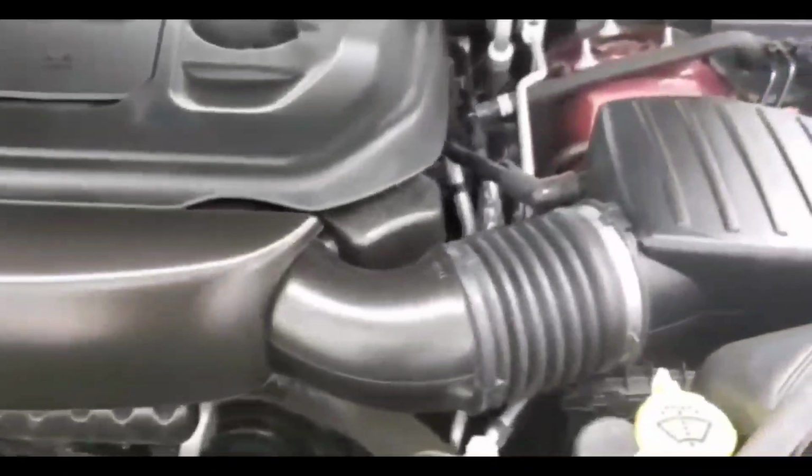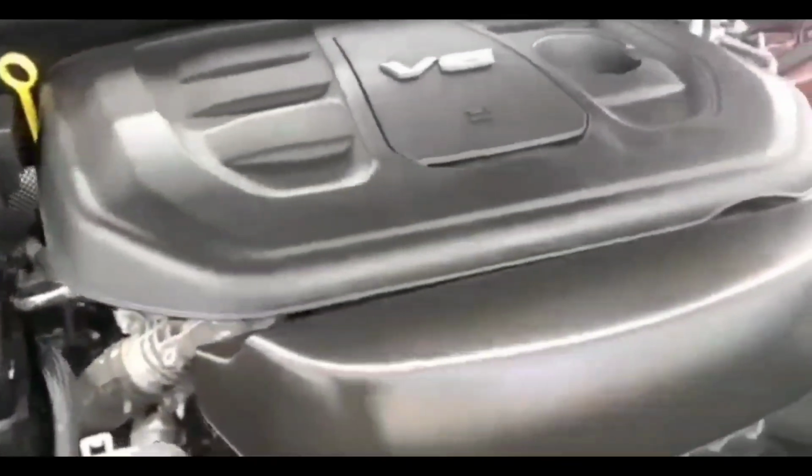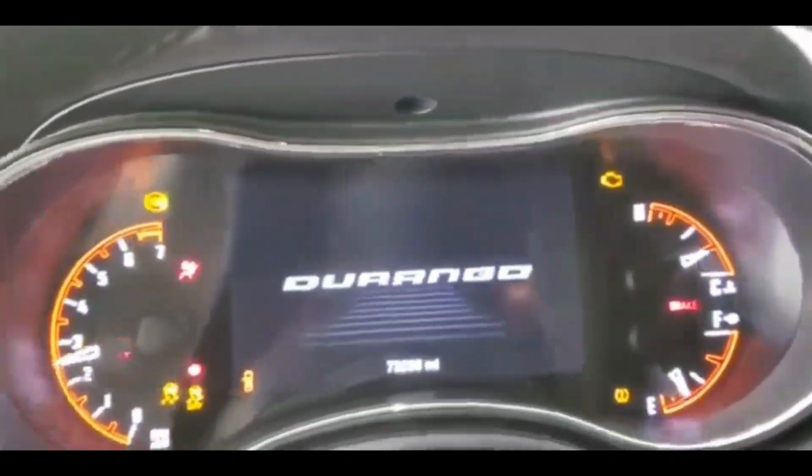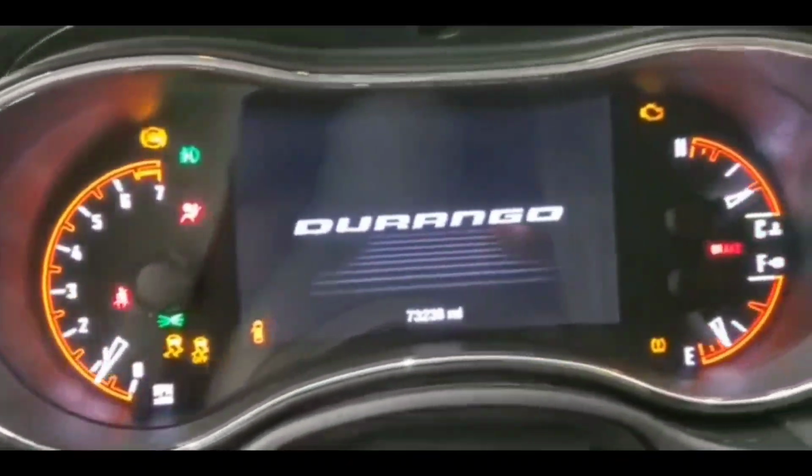Bank 1 versus Bank 2. In V6 and V8 engines, Bank 1 is always the side where cylinder number 1 is located, and Bank 2 is the opposite side.